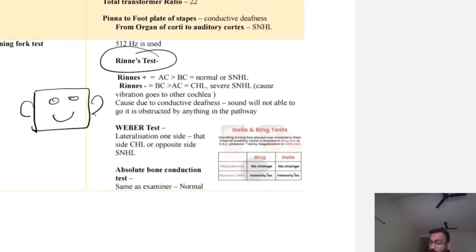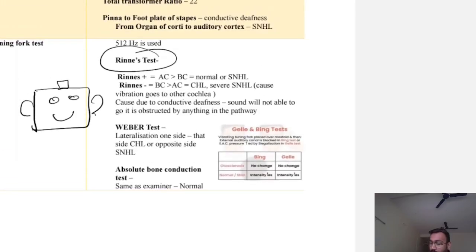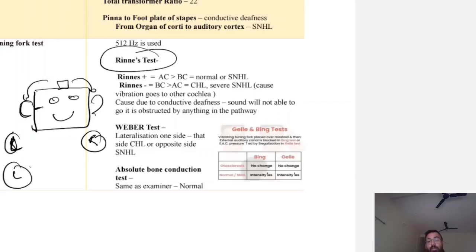So if you put the vibrating tuning fork on the vertex, you will hear the vibration equally on both sides. Let's talk about this: this is the right ear, this is the left ear. So if there is a conductive deafness on the left side, so what is conductive deafness? Let's assume you have normal ears and you have deliberately created a conductive deafness by closing the tragus.